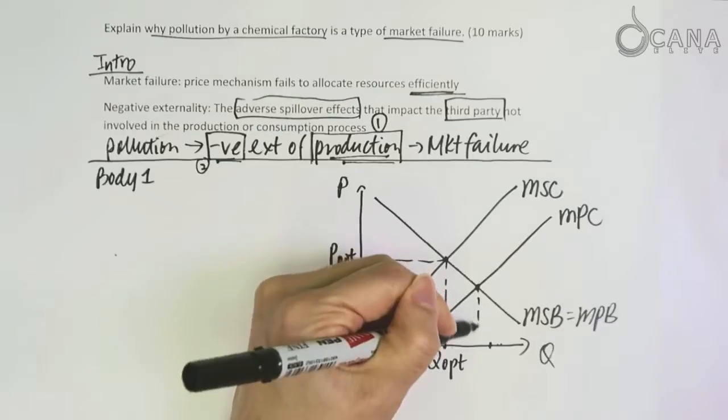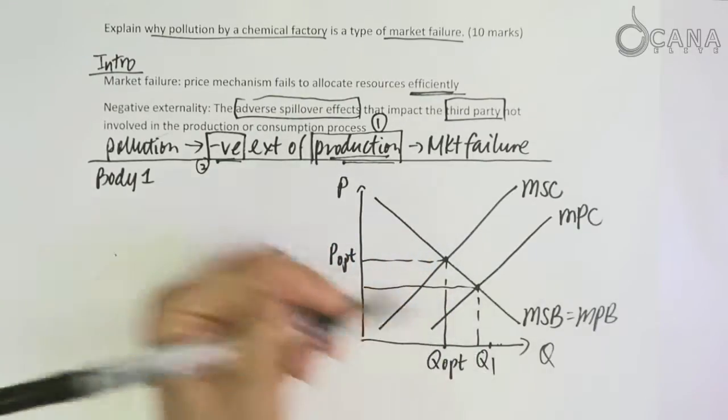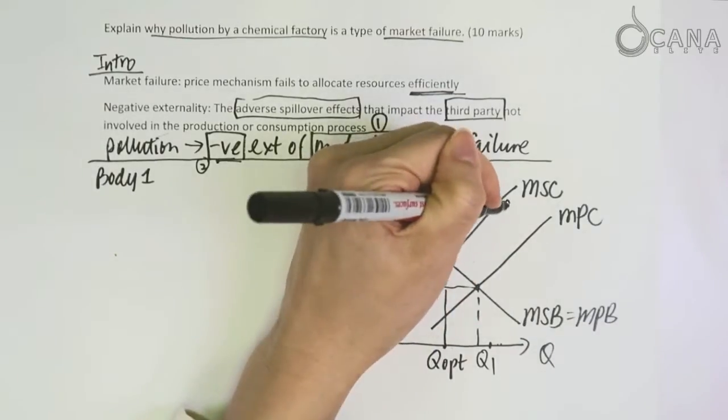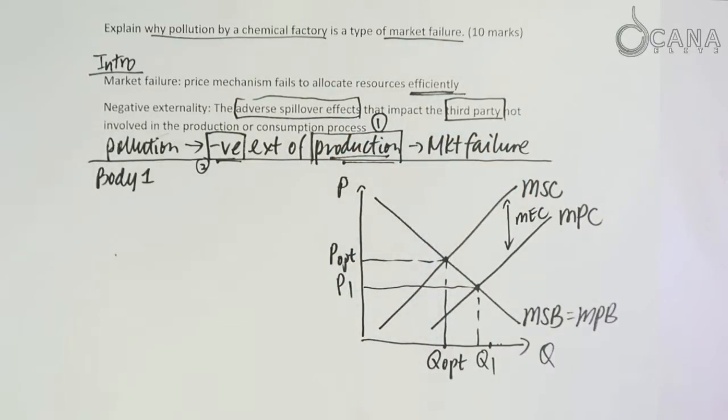So therefore, never try to memorize the diagram, because even if you can memorize the right diagram, it's very hard for you to explain the essay in words. Now, this is the right diagram. Then the distance here is indeed the MEC, the marginal external cost. Last but not least, I will show you the area of deadweight loss.